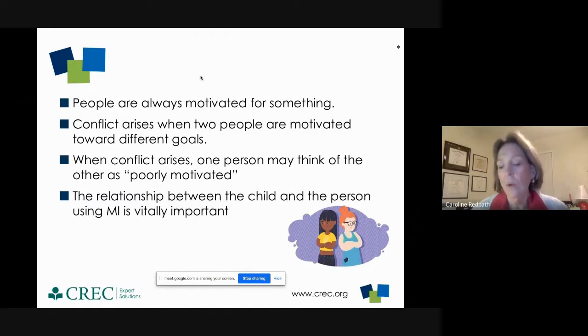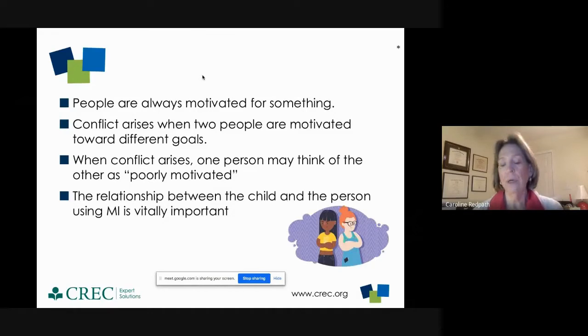In order to use motivational interviewing, just like we've talked about with everything else, the relationship between the 2 people is vitally important. So you've got to develop that relationship with the student so that you can dive into where they're coming from, that you can evoke the information that you need in order to start working on change. If the relationship isn't there, all you're going to get is resistance. And we're going to talk about the role of resistance.